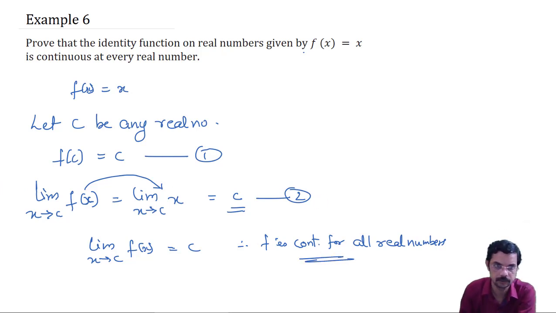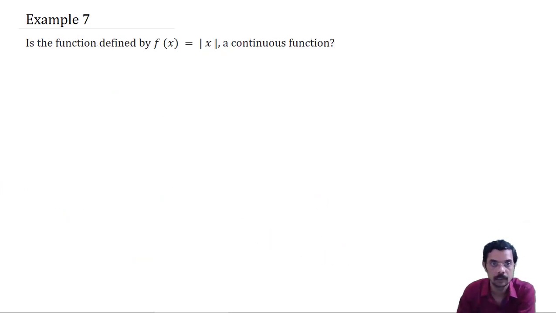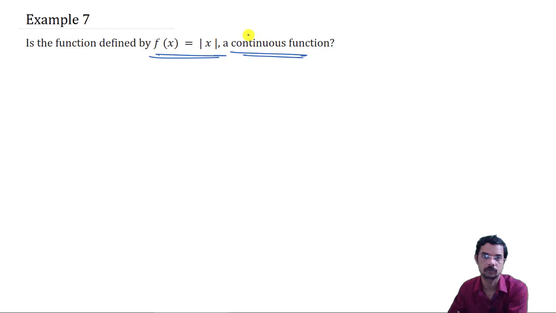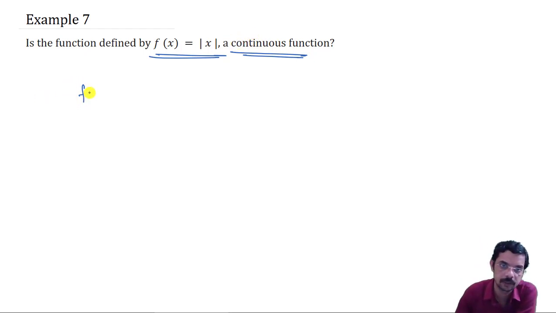Next, question number 7. Is the function defined by f of x equal to the modulus function a continuous function? We need to check whether it is continuous or not. We have seen the graph of the modulus function. A continuous function should be continuous everywhere on the real number line. So let us first define f of x. f of x is equal to modulus of x.